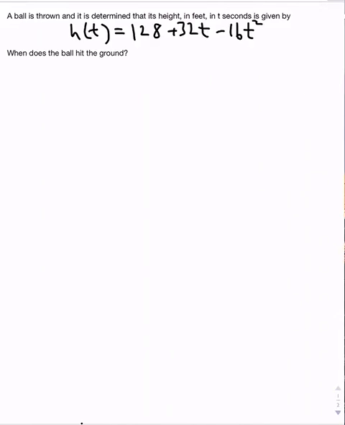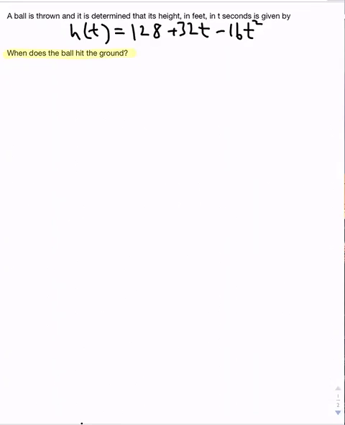A ball is thrown, and it is determined that its height in feet in t seconds is given by h of t is equal to 128 plus 32t minus 16t squared. And we are being asked to determine when does the ball hit the ground. Okay? So, we're following the 5-step process as we do with all of our application problems.